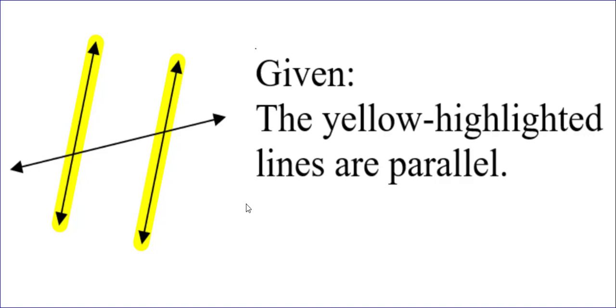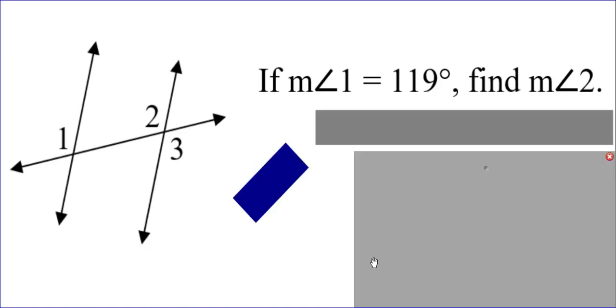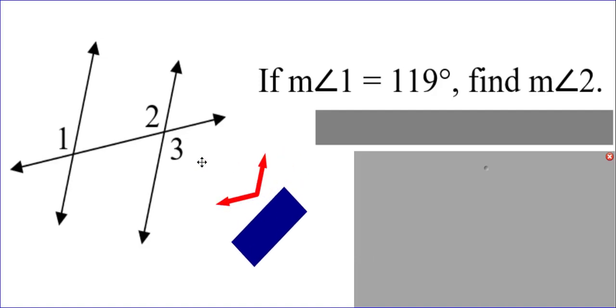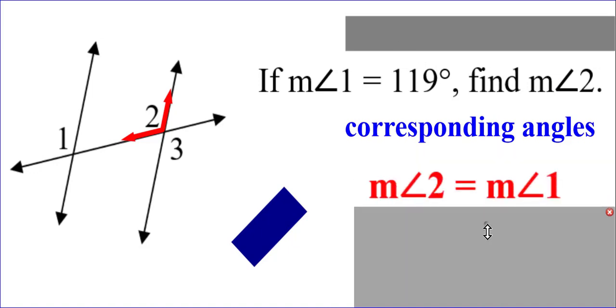All right, first set of examples given. The yellow highlighted lines here are parallel. First problem. If the measure of angle 1 is 119 degrees, let's find the measure of angle 2. All right, how are we going to do this? Well, we know the measure of angle 1 is this obtuse angle here on the top left-hand corner. And if I slide that across the transversal, I will see it is in a matching position as angle 2. Angles in matching positions are called corresponding angles, and we know they are congruent, which means the measure of angle 2 is equal to the measure of angle 1.